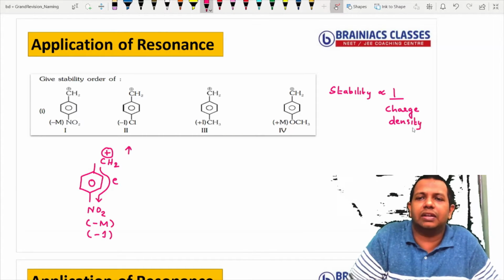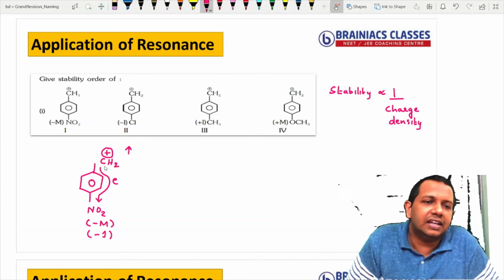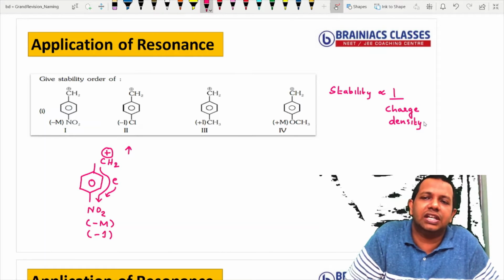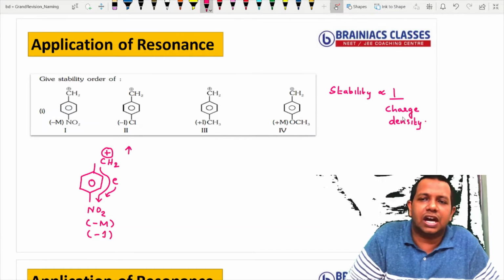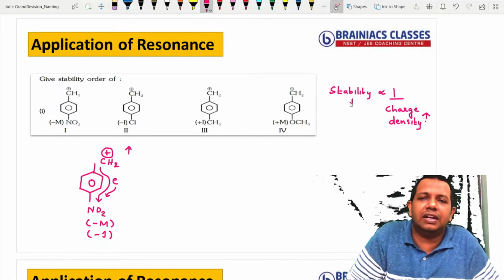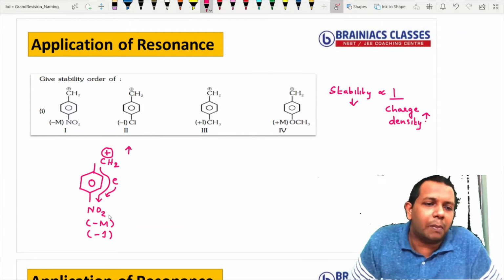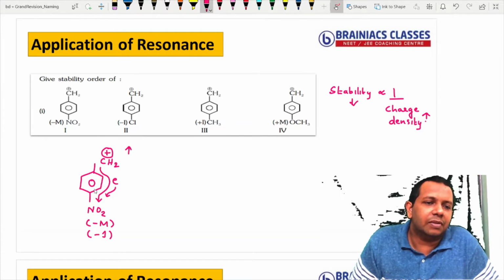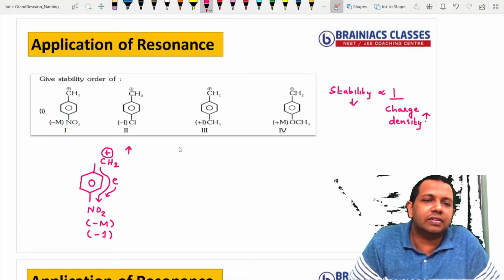Now if you look at this species, I can say that here electrons are moving in this direction, which means the positive charge over here keeps on increasing. That means charge density is increasing. So if charge density is increasing, then I can say stability will decrease. And also the minus M effect. So what will the minus M effect do? Minus M effect always stabilizes.